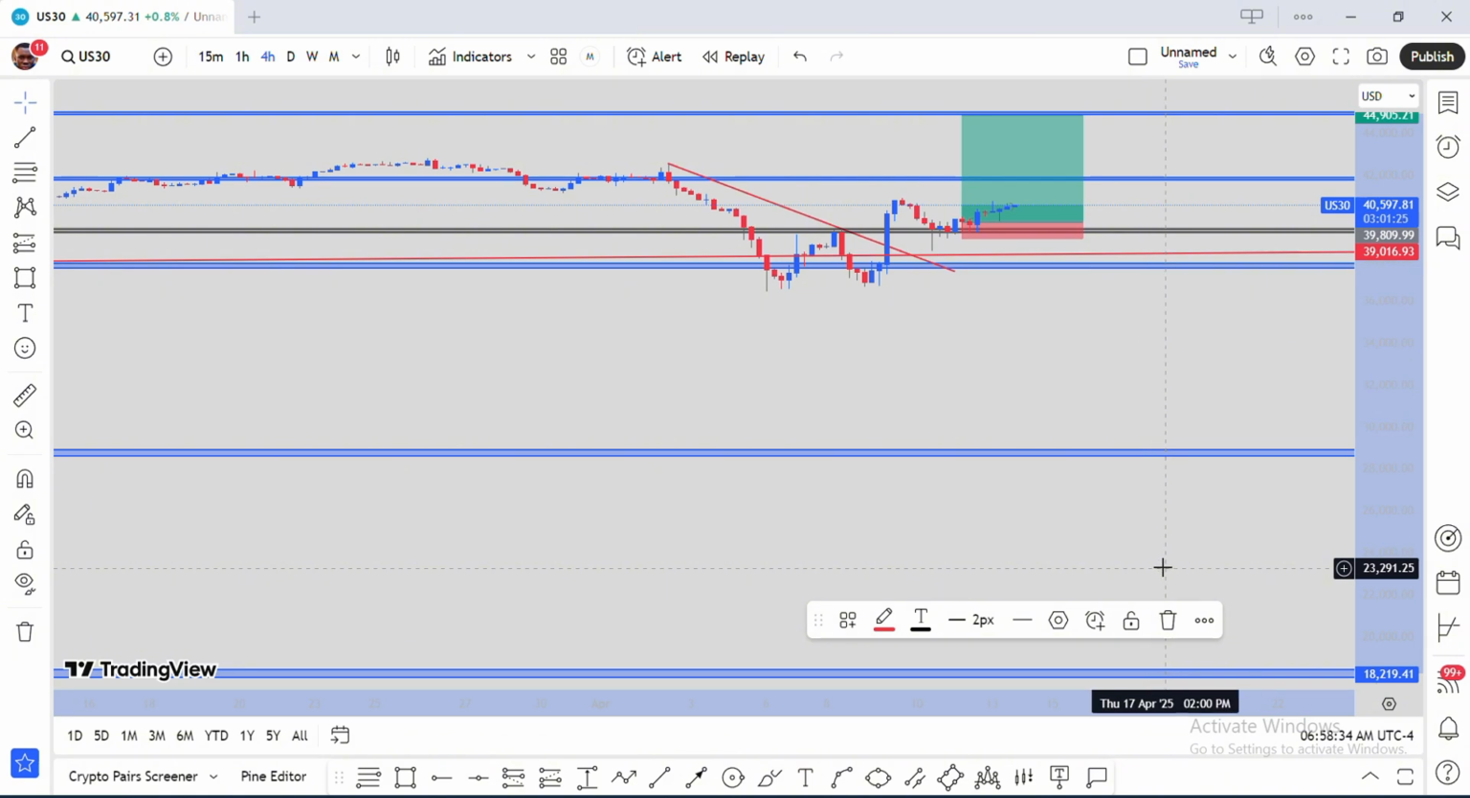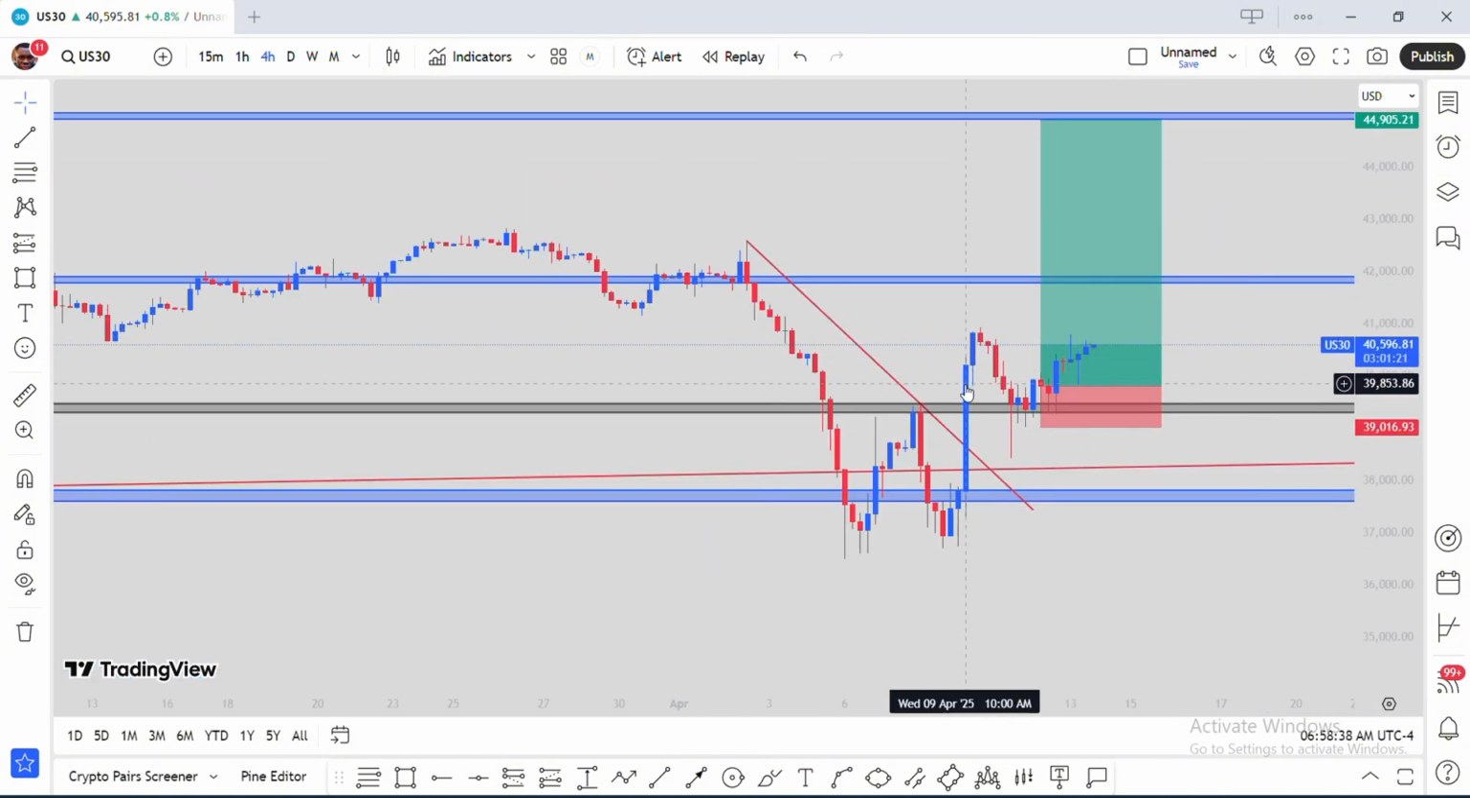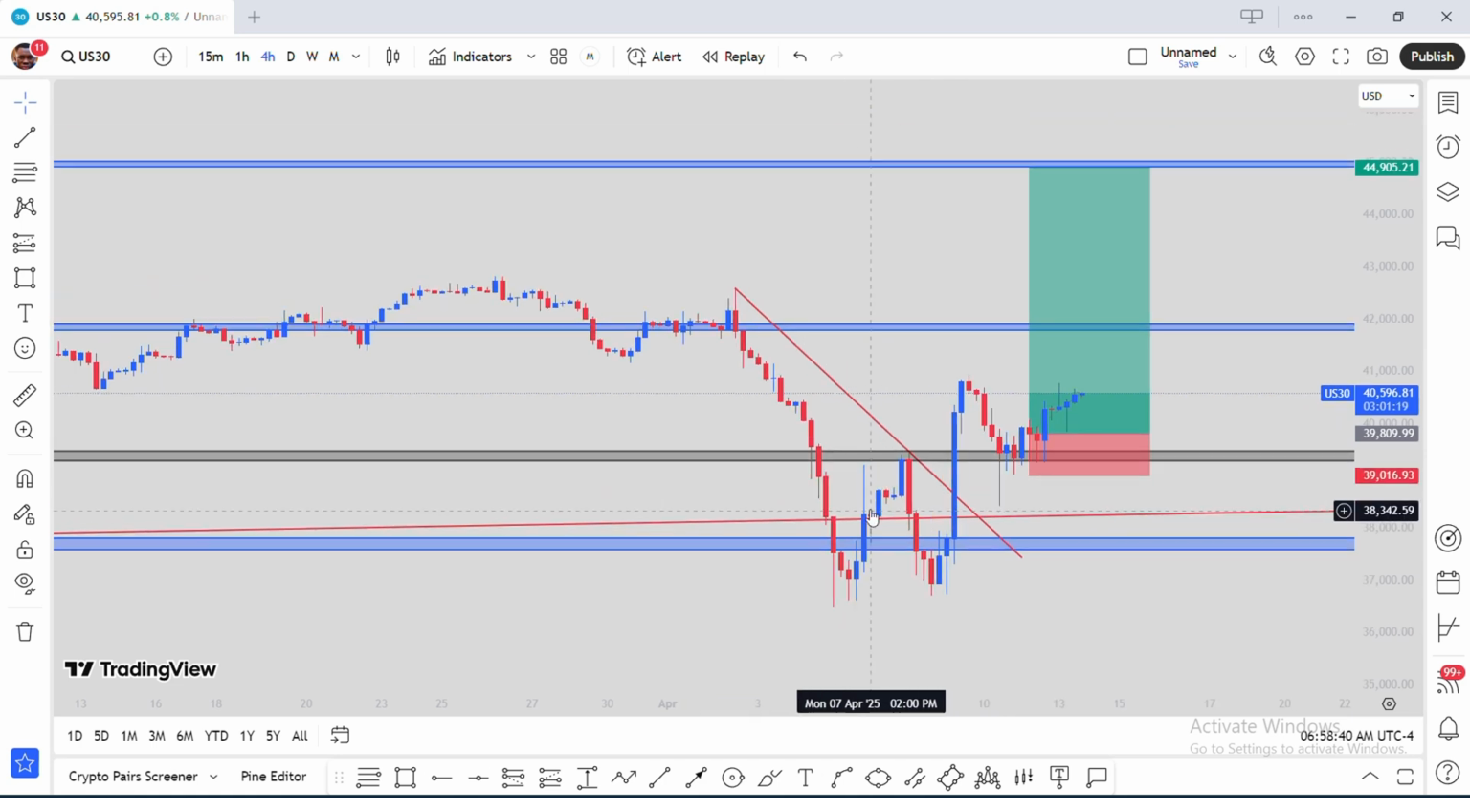This was also a minor level and also the neckline of this double bottom pattern. After price broke it to the upside and came back down to test it, that's how I got into this trade on the 4-hour time frame.